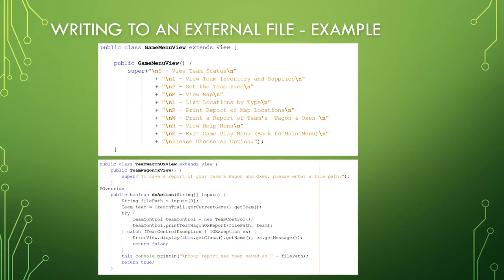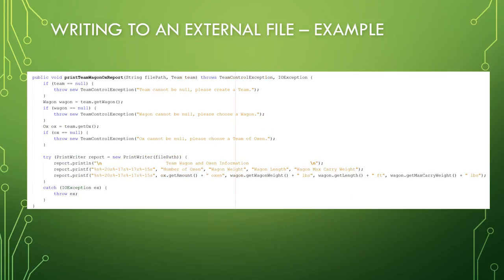So here we have an example of writing to an external file, and this is in the game menu view. When you choose the menu selection of writing a report or printing a report of the team's wagon and oxen, that is going to call the team wagon ox view, which is going to actually use the file path of whatever input the user puts in at the console, and that's where the actual file will reside on your PC.